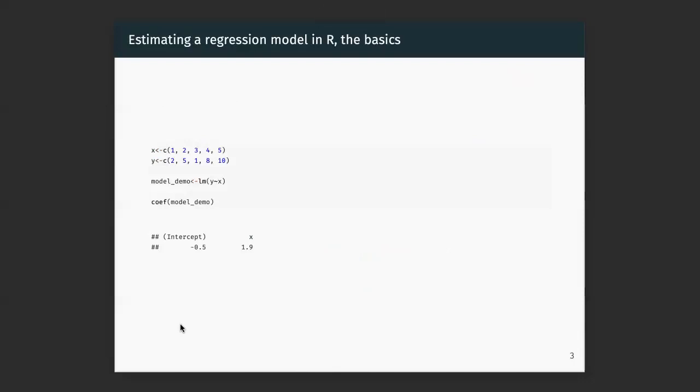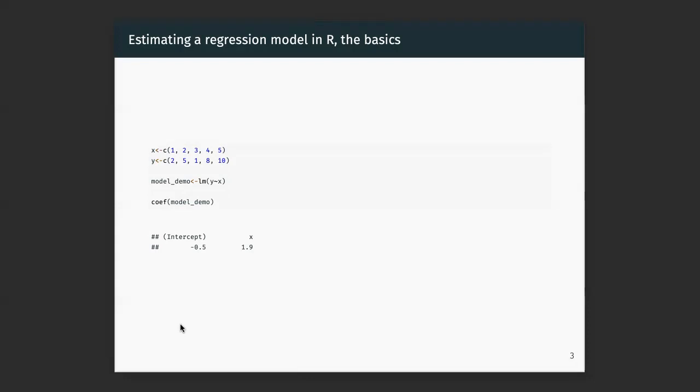Okay, so here is some x and some y. And in R, we use the lm function to estimate a linear model. In this case, I've defined a vector x and a vector y, and I've said that y is a linear function of x, right? So by default, R is going to estimate a model y_i equals beta 0 plus beta 1 x_i plus epsilon. It's going to give us beta 0 hat equal to negative 0.5 and beta 1 hat equal to 1.9.